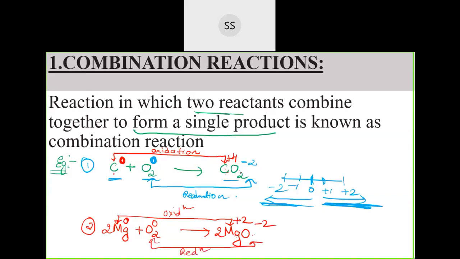Clear? So combination reaction is where two reactants have combined together to give you one single compound. A single product is formed. So that's combination. I believe it is understood now what is combination. Okay, let's go for the next one.